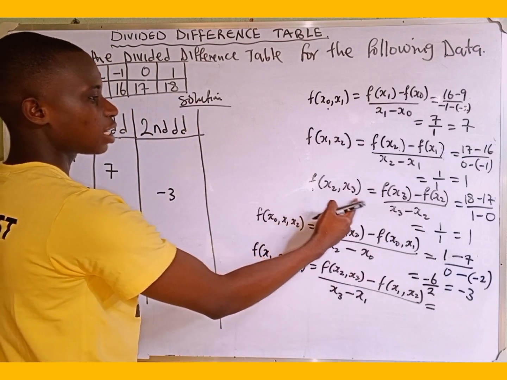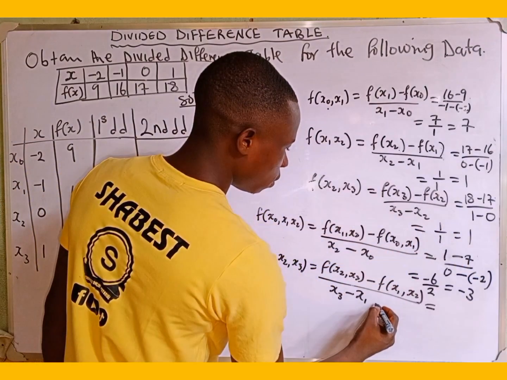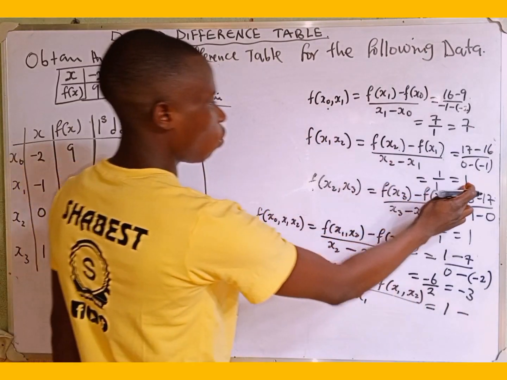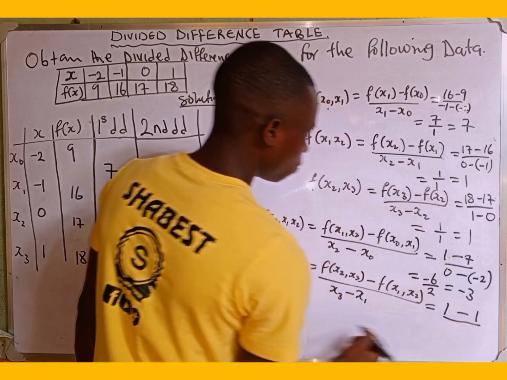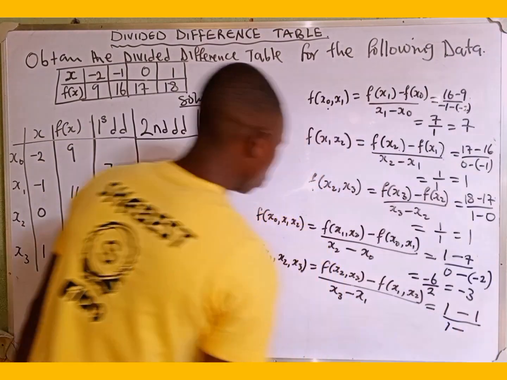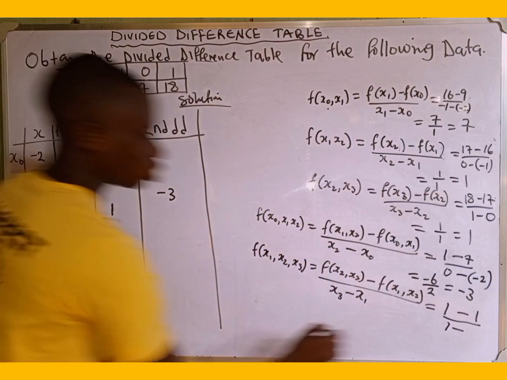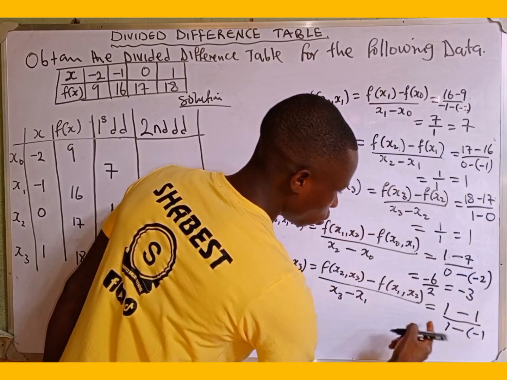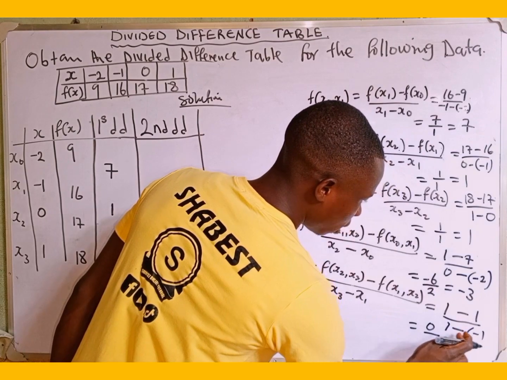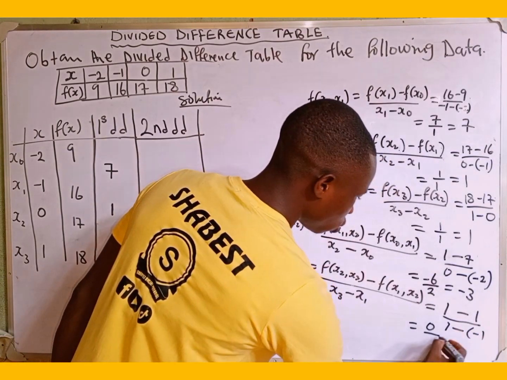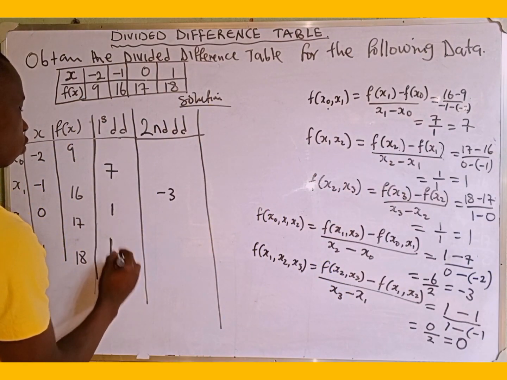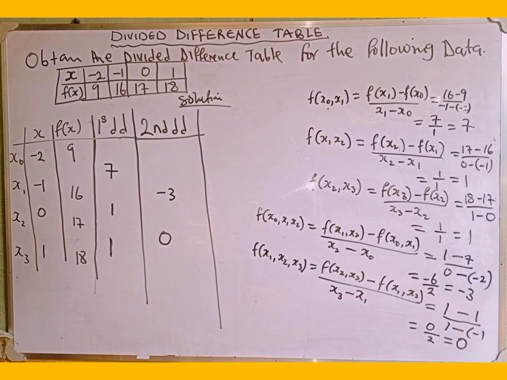So f of x2, x3 is equal to 1. So we replace 1 here, then minus f of x1, x2, which is also 1. So minus 1, then divided by x3. X3 from here is equal to 1, then minus x1, and x1 is minus 1, which is into minus 1. So 1 minus 1 is 0, and minus 1 minus minus is going to be plus, 1 plus 1 is 2. 0 divided by 2 is going to be 0. Therefore, in between 1 and 1 here is going to be 0.